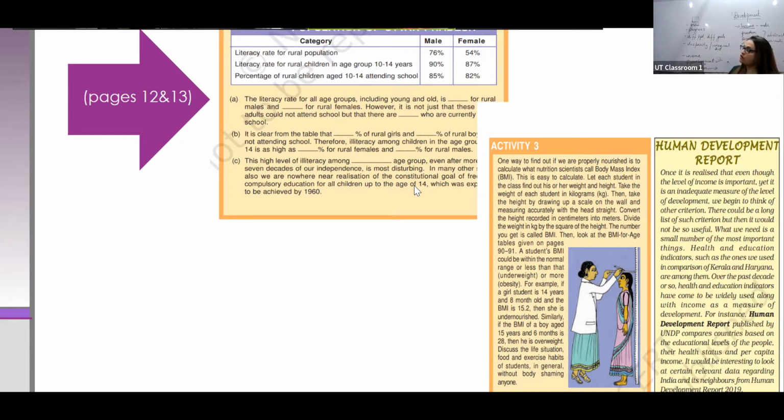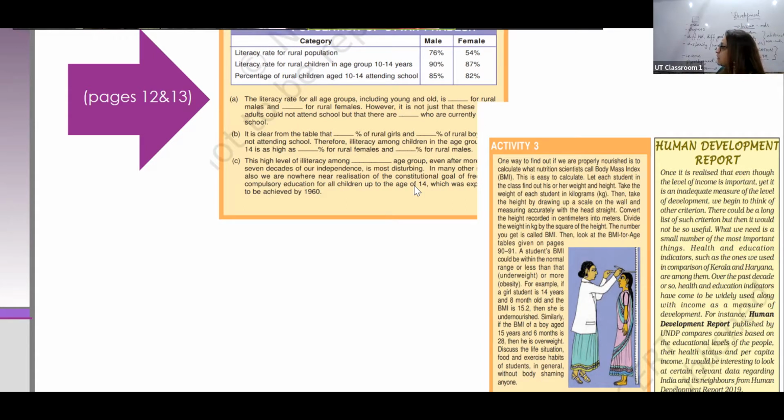There could be a long list of such criteria, but then it would not be so useful. What we need is a small number of the most important things. So health and education indicators here. These two indicators, health and education indicators, such as the ones we used in comparison of Kerala and Haryana, are among them.